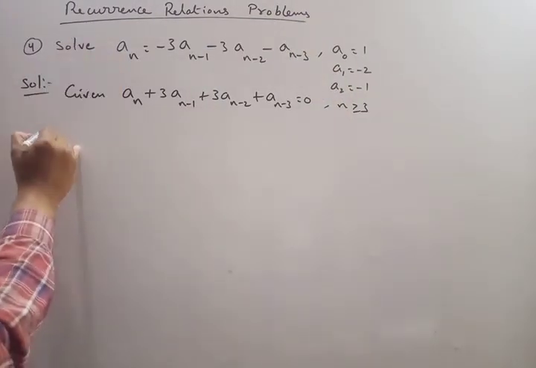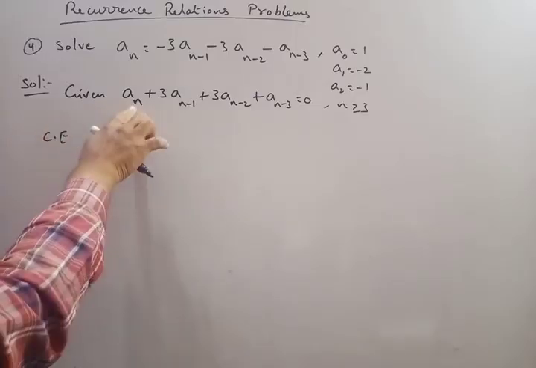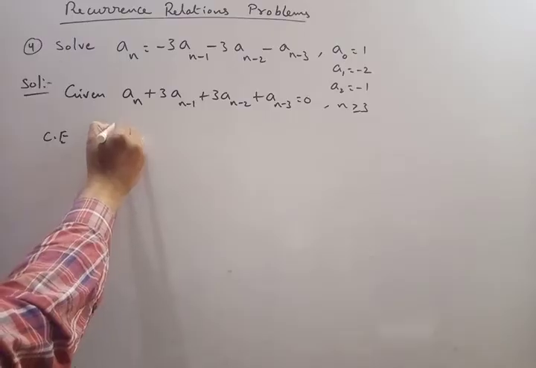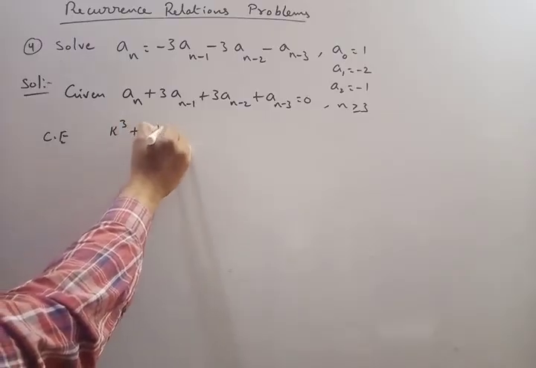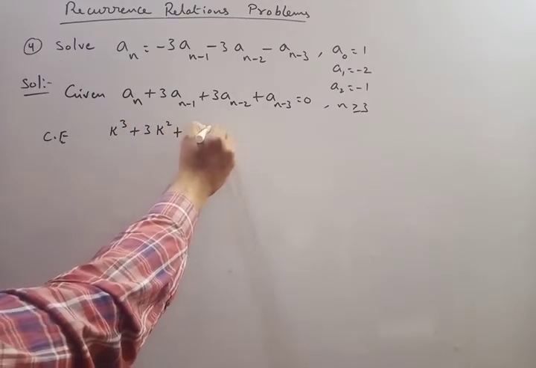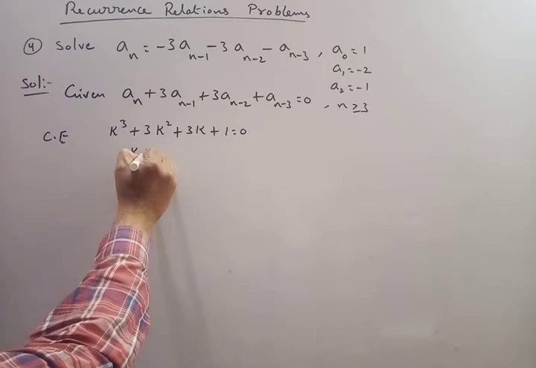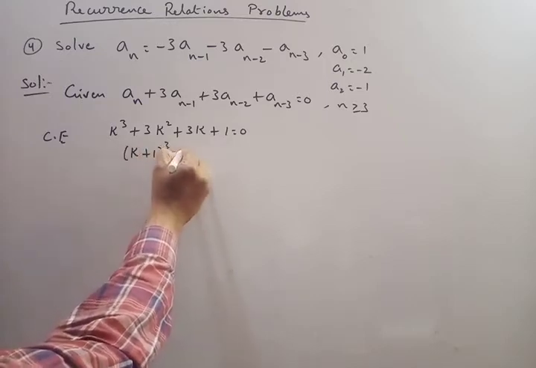Now what happened here? For the characteristic equation, an can be taken as, we have to start from k cube plus 3k square plus 3k plus 1 is equal to 0. So which formula is it? k plus 1 whole cube, no? So simply this can be written as k plus 1 whole cube is equal to 0.